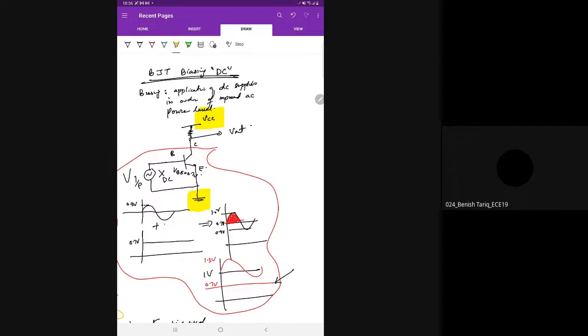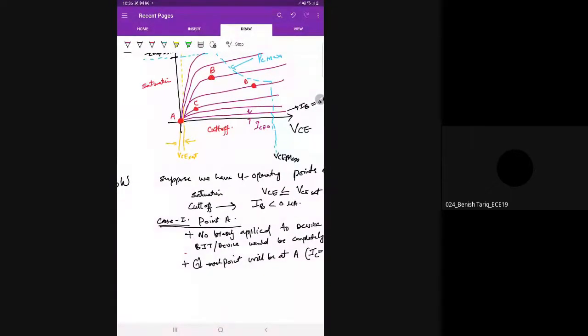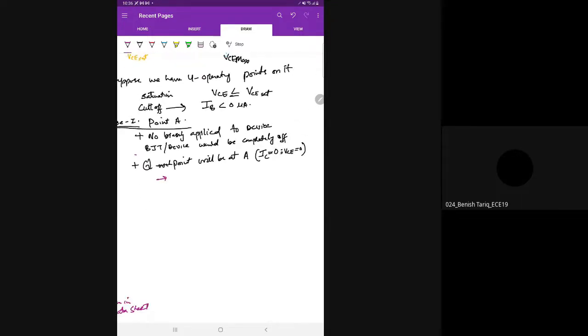So if there is no voltage in the collector and emitter, VCE, which is voltage between collector and emitter, is also 0. In that case, your Q point will be at point A. If someone asks what are the coordinates of the Q point, or where is the Q point? Q point is at IC equal to 0, VCE equal to 0. So it means no current is flowing and no voltage is across it.